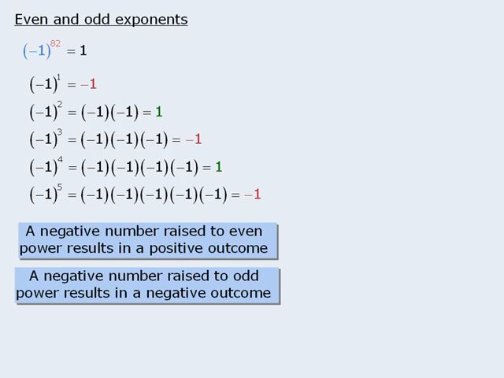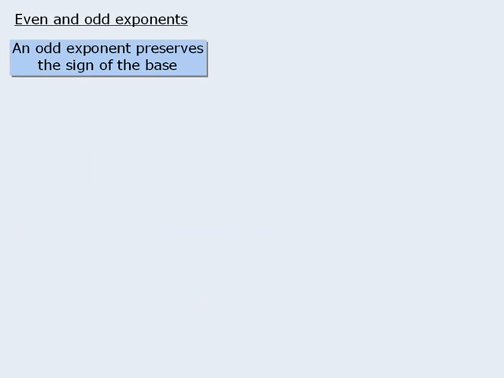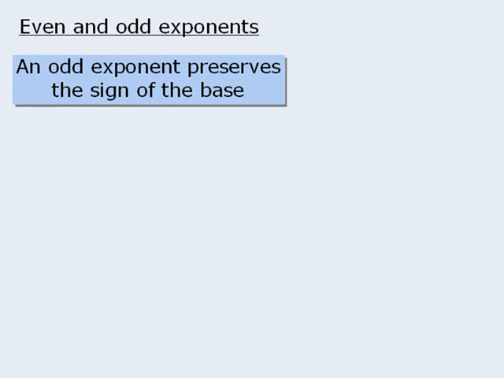Now, if we build on these results, we can say that odd exponents preserve the sign of the base. For example, negative 2 to the power of 5 equals negative 32, and 10 to the power of 3 equals 1000. In both examples here, the exponents are odd numbers. In the first example, the base is negative, and the result is also negative. In the second example, the base is positive, and the result is also positive.